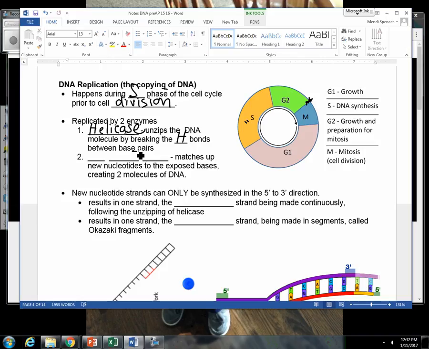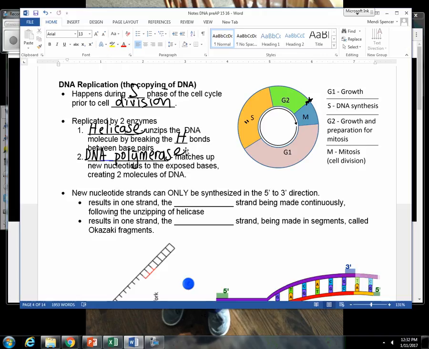The second enzyme you need to know is called DNA polymerase. In the last unit, you learned that DNA is made of monomers called nucleotides that are strung together into a big polymer of DNA. So DNA polymerase is the enzyme that's actually going to put these nucleotides in order so that we can make a DNA molecule, or a DNA polymer.